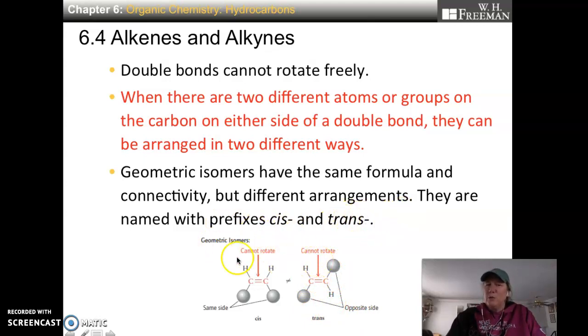These two are geometric isomers of each other because they can't rotate. Because you have different groups in different places, they line up a little differently and have different properties. Even though their formula is the same, because these two are on the same side and these two are on opposite sides, this is called cis, this is trans. So you put cis in front and then name them like you normally would. We're not going to spend a ton of time on these, but I wanted to show them to you so if you see them, you don't get confused.